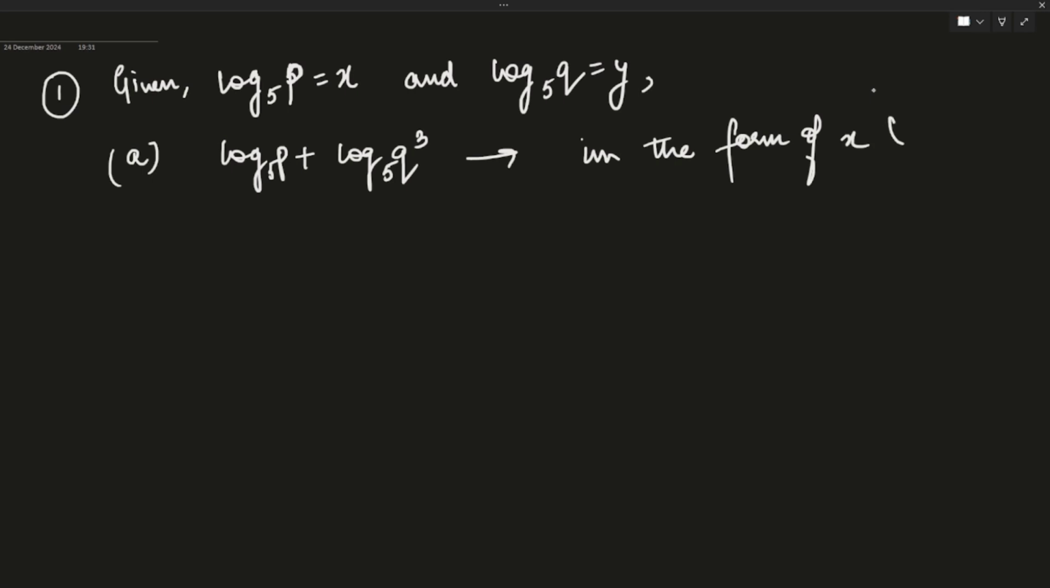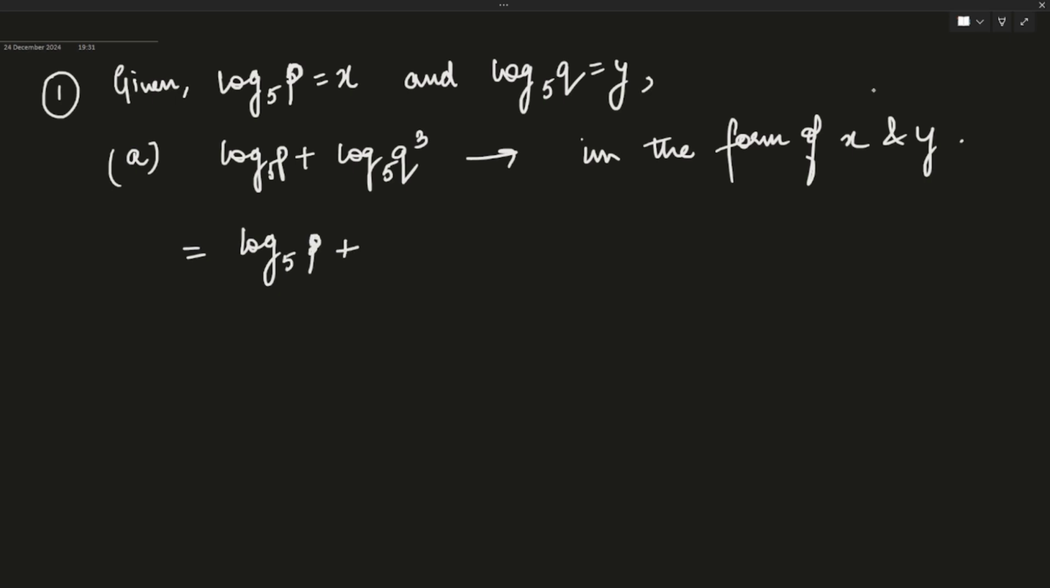Okay, have you understood what's going on? We are given that log of p to the base 5 is equal to x and log of q to the base 5 is equal to y, and we have to express this expression, which is part a, in the form of x and y. So what we'll do here, this is log of p to the base of 5 plus.